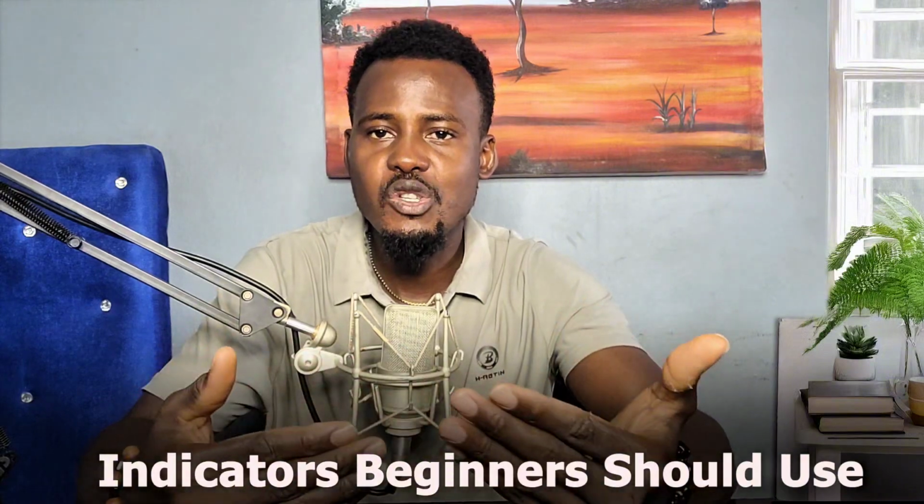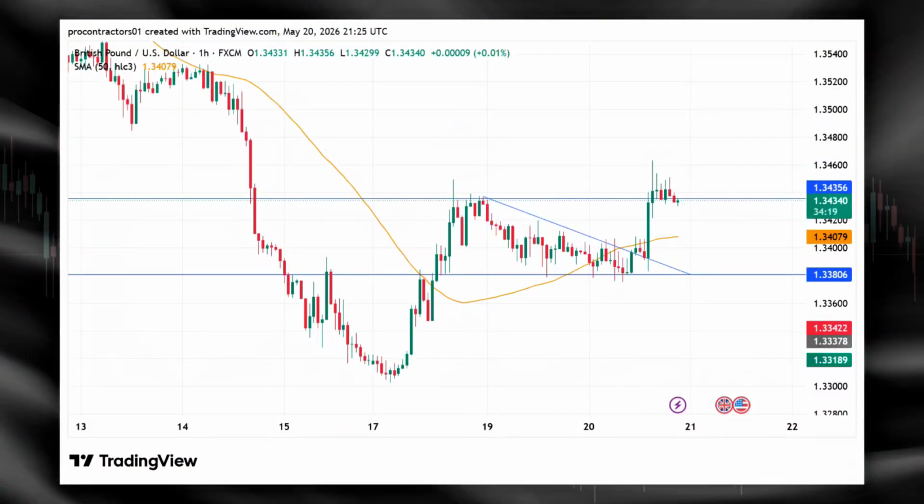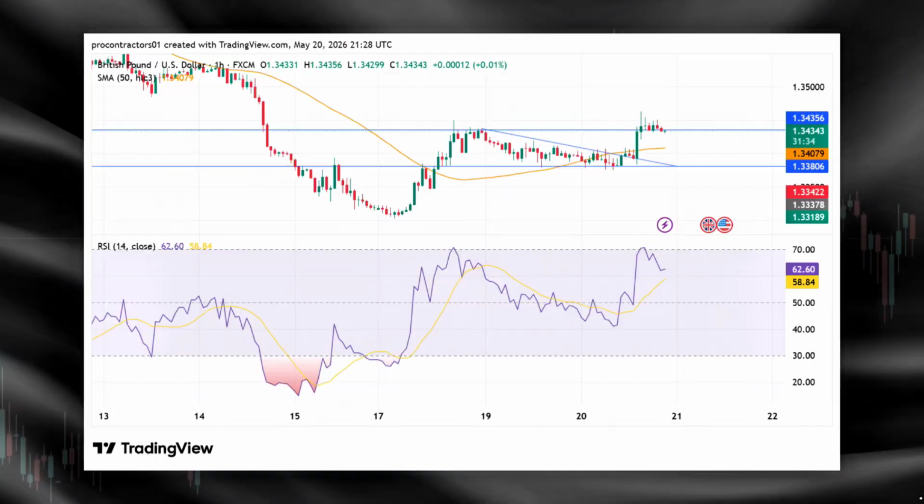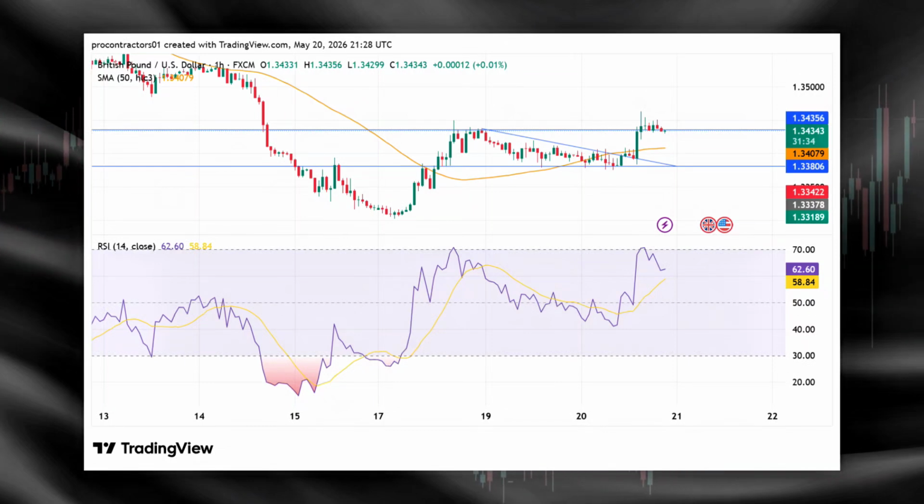So this also takes us to number 8, indicators beginners should use. You honestly don't need many indicators, but these are two friendly, major indicators. We have the moving average, which helps identify trend direction. If price is above the moving average, the market may be bullish. If price is below, the market may be bearish. Now, we also have RSI, the relative strength index, which is also very, very helpful. It helps identify overbought and oversold conditions. But remember this: indicators should support your analysis, not replace it. Price action always comes first.